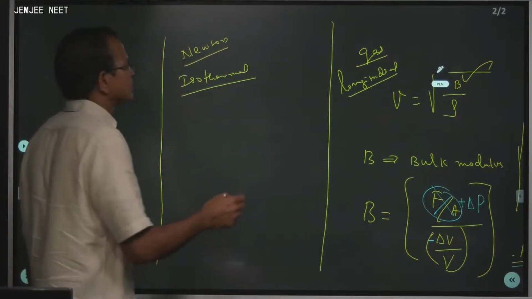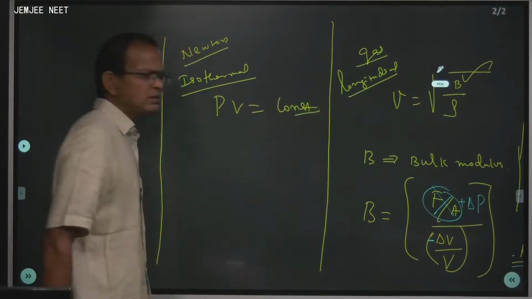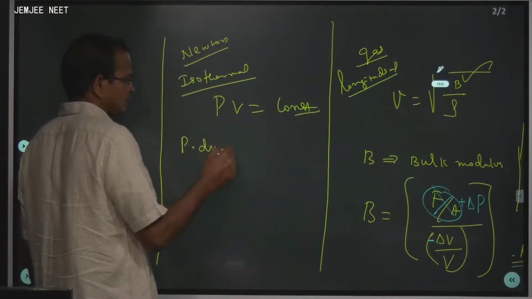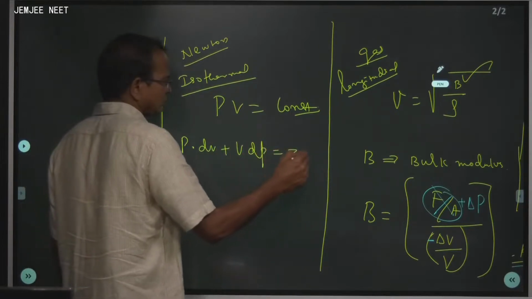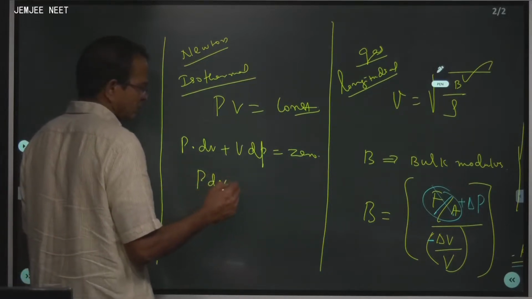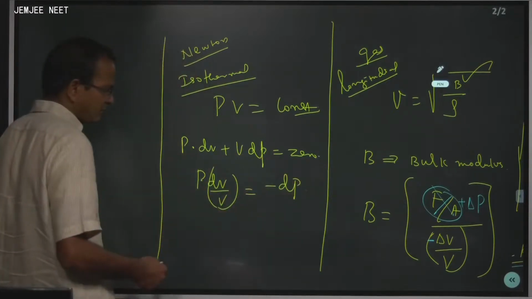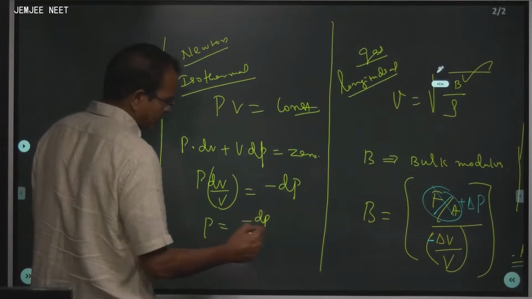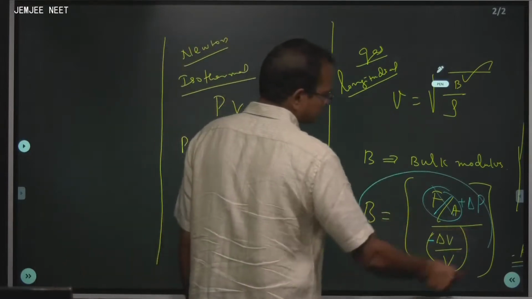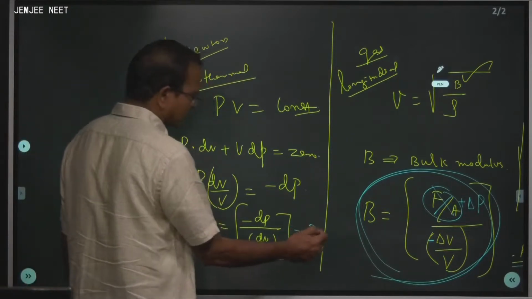If it is really an isothermal process, what's the formula? PV is equal to constant. Differentiating, PdV plus VdP equals 0. So PdV by V equals minus dP. Changing the formula, P is equal to minus dP divided by dV by V. This is exactly what we are expecting: the same as the bulk modulus. So bulk modulus is nothing but pressure.